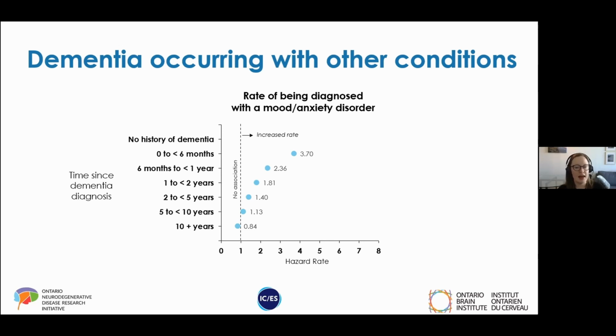So this indicates that mood and anxiety disorder is a really important co-occurring condition in people with dementia, and particularly around the time of dementia diagnosis. And providers should work to provide care for people with dementia to address these mental health concerns.